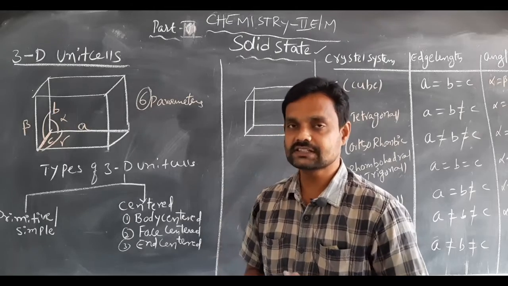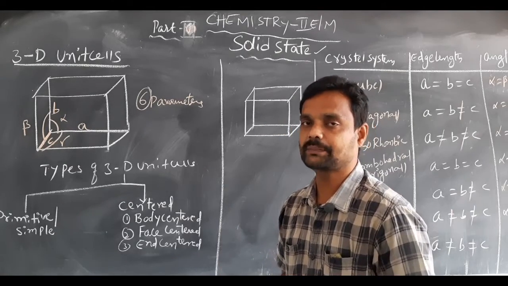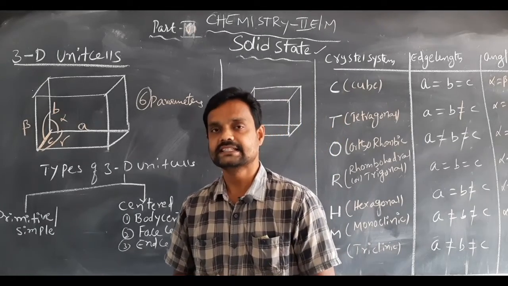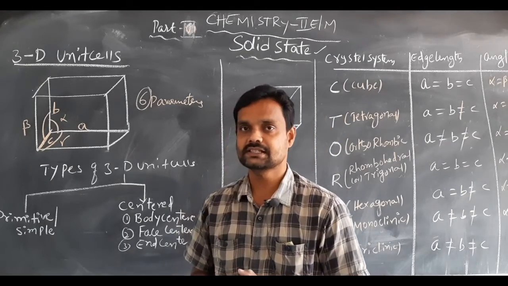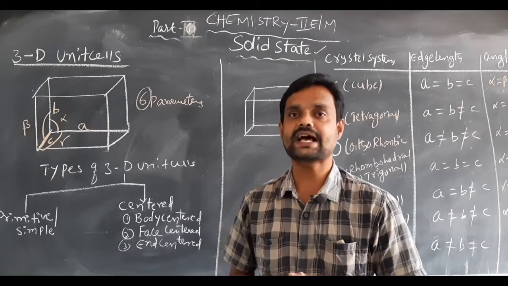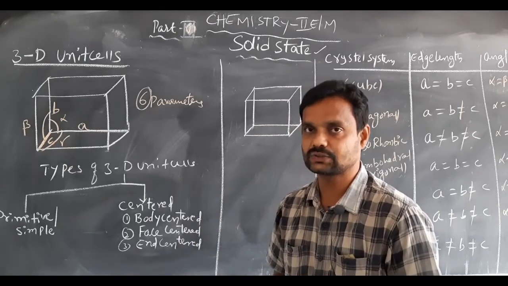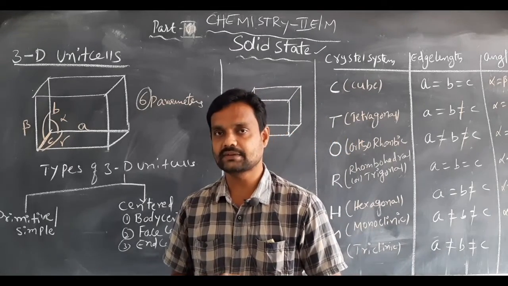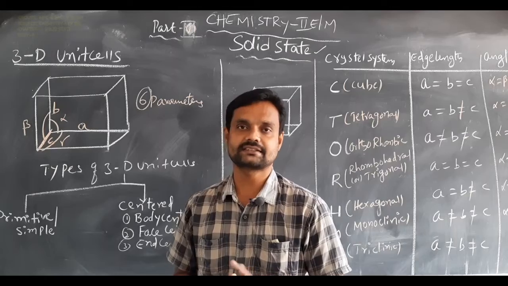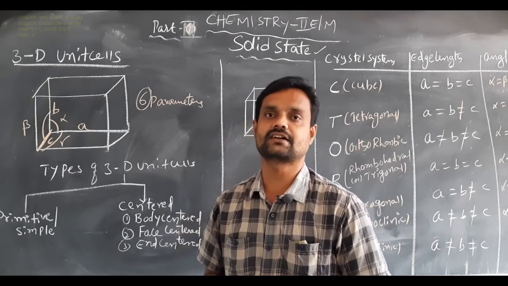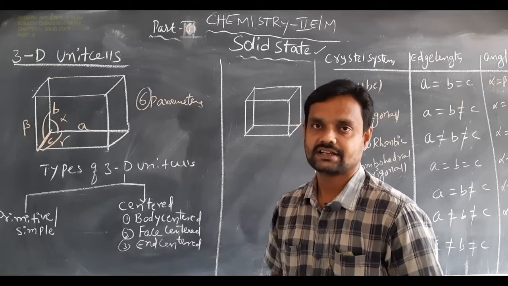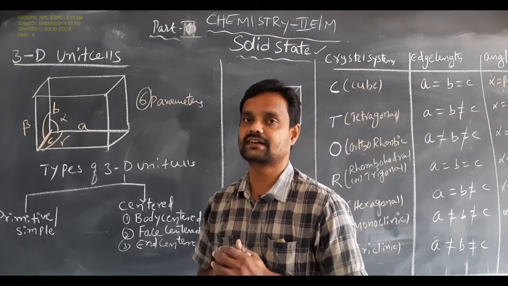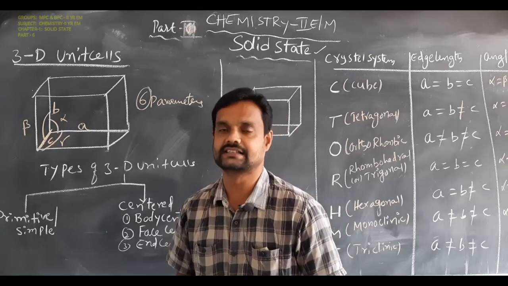One dimensional unit cell means only one parameter is required to define it. Similarly, for a two dimensional unit cell, three parameters are required to define it. In the two dimensional unit cell we observe five types: square, rectangular, parallelogram, hexagonal, and so on. These five two dimensional unit cells are called Bravais lattices.